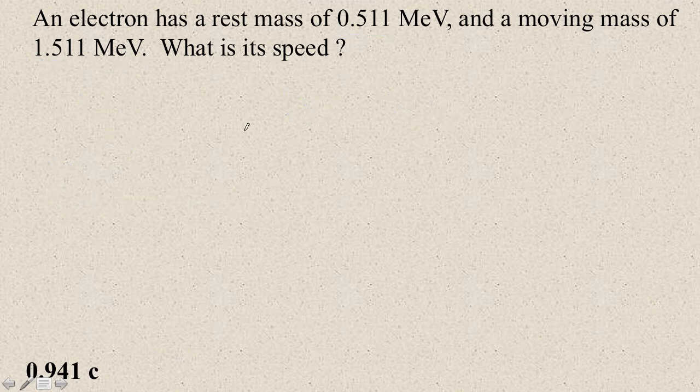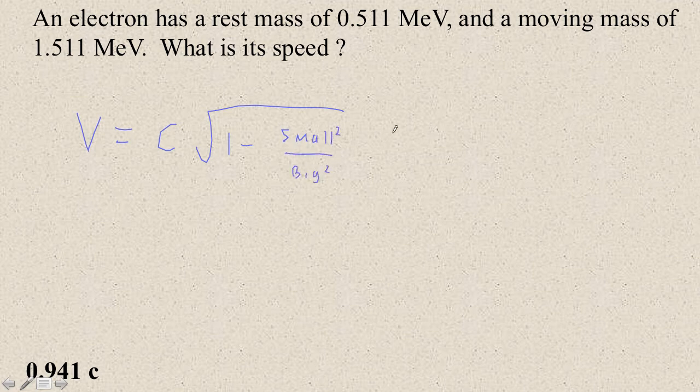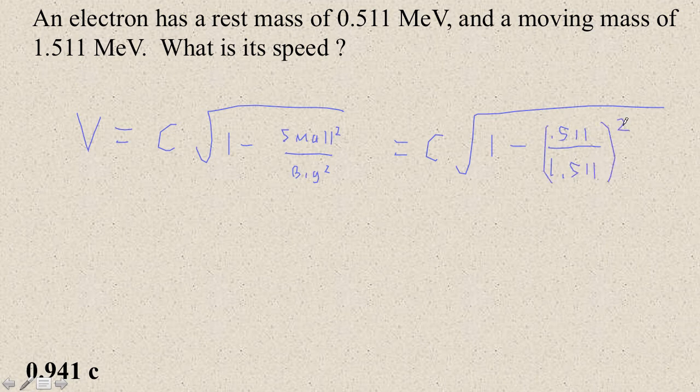Okay, so now let's just go ahead and solve this thing, right? The velocity is going to be c times the square root of 1 minus small squared over big squared, right? And so that's going to be c times the square root of 1 minus 0.511. We've almost tripled this thing's mass, right? 1.511, and that's squared, right? I'm not even going to throw in the 3 times 10 to the 8th. I'm just going to flat out calculate it in terms of c.